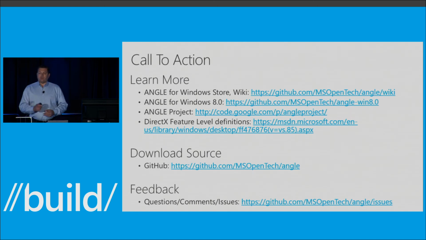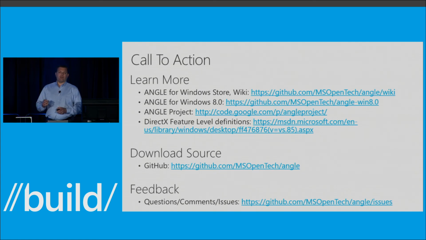A call to action. If you want to learn more about it, we've got the wiki here, which is a pointer. There is a version of ANGLE for Windows 8.0. If you do have a hard requirement to support Windows 8.0 or Windows Phone 8.0, you can see this repository. It's an older branch that has deviated from the current state, and so if you really need it, there it is.